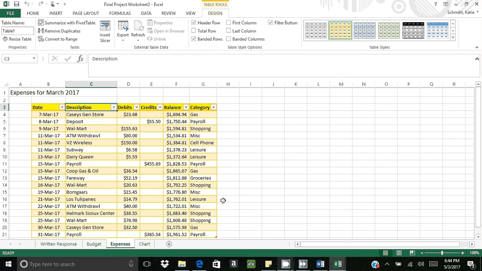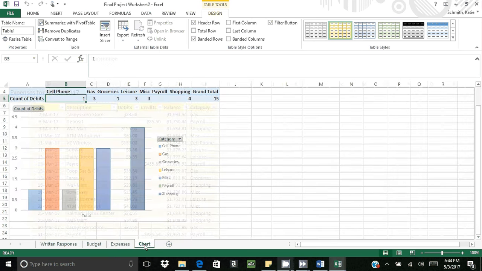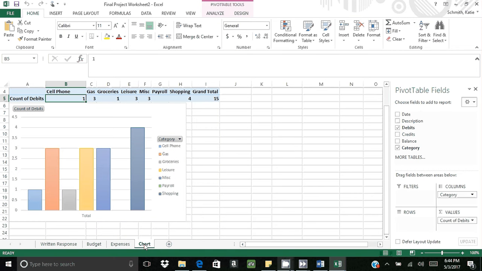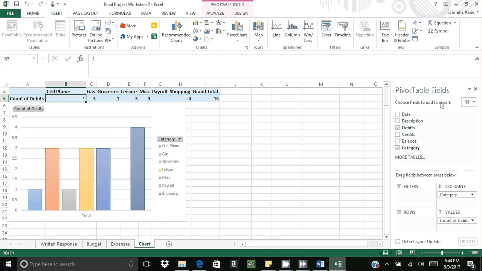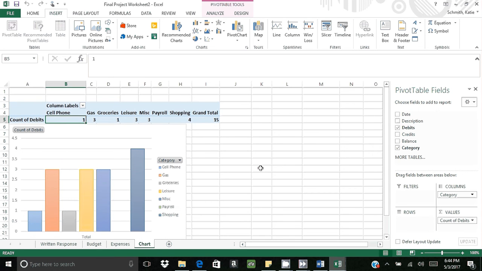And after this, I created a pivot table and a pivot chart to show how many transactions of each expenditure category I was spending. And I did this by going to Insert and Pivot Table and Pivot Chart. And in the pivot table field box, in the columns, I put category, and in the values, I put count of debits. And it shows that most of my expenditures in March actually went towards shopping.